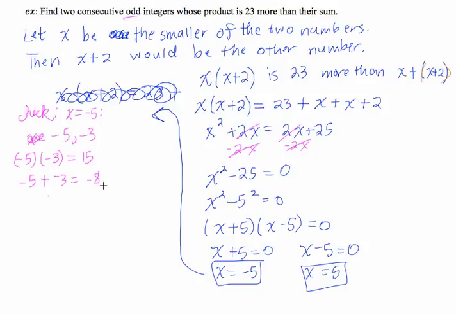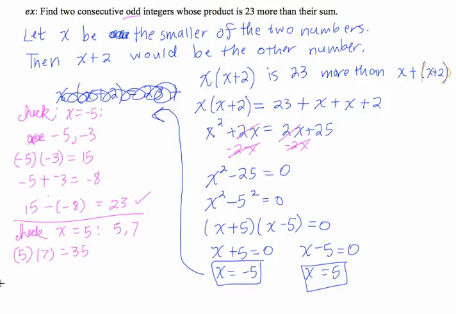Is 15 23 more than -8? Well, let's see, 15 minus -8 is 15 plus 8, which is 23. So that one does work. And I suspect the other one will work as well, so I'm going to check x equals 5. If x is 5, then the two numbers would be 5 and 7. So 5 times 7 is 35, and their sum, 5 plus 7, is 12. Is 35 23 more than 12? And the answer is yes, it is. So therefore both of these are solutions.